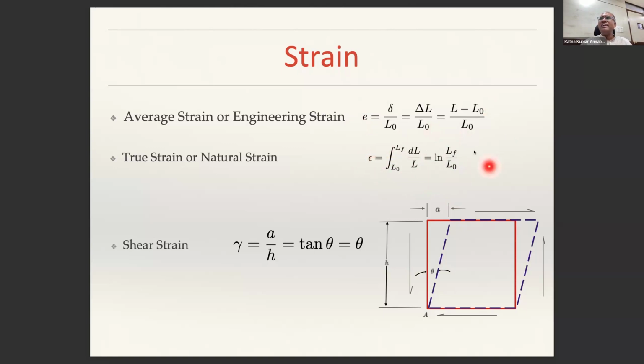So one can always write a relationship. So L is like LF here. So LF minus L naught by L naught. So I can write LF by L naught minus 1, right? So LF by L naught is equal to 1 plus E. E is engineering strain. So I can replace this LF by L naught as 1 plus E. Are you able to see that?